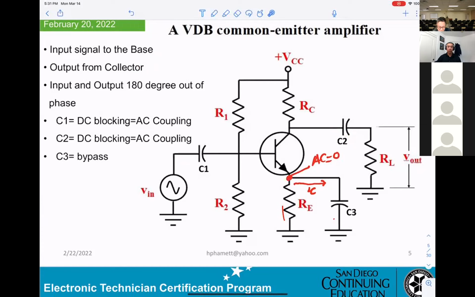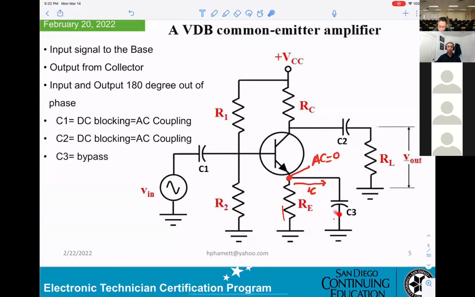And also C1 and C2, this is DC blocking or AC coupling. What does that mean? They will allow only AC from the input to go to the base, not DC. And also here, C2 will allow only AC from the collector to go to the load, not the DC. That's what they call DC blocking or AC coupling.